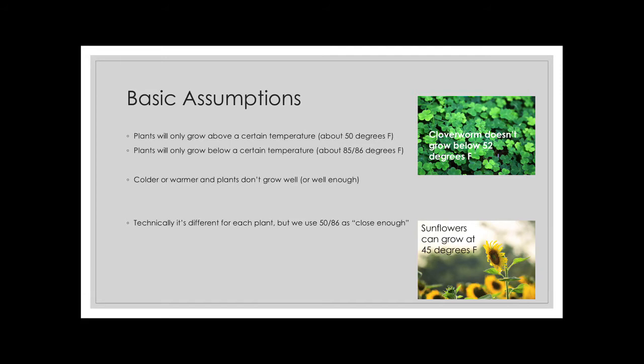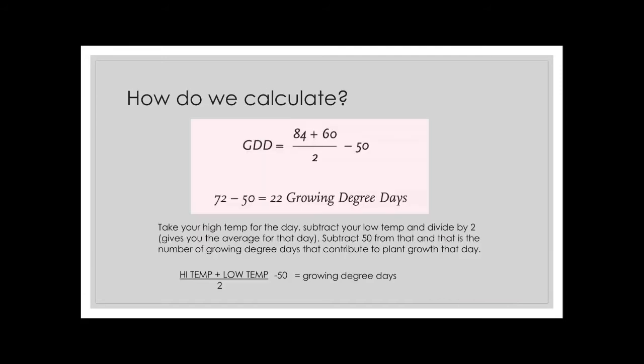Otherwise, the calculations become a little bit messier. So how do you calculate this? You take your high temperature plus your low temperature for the day and divide that by 2. That gives you your average temperature for that particular day, and you subtract 50. Why 50? Because that's the lowest temperature that we use, that average minimum temperature that we utilize.